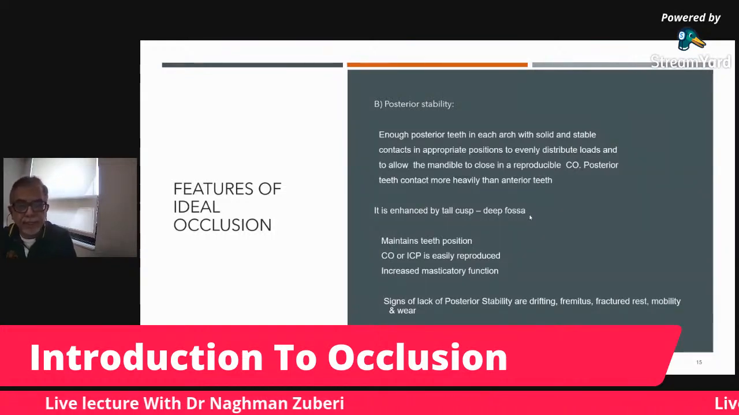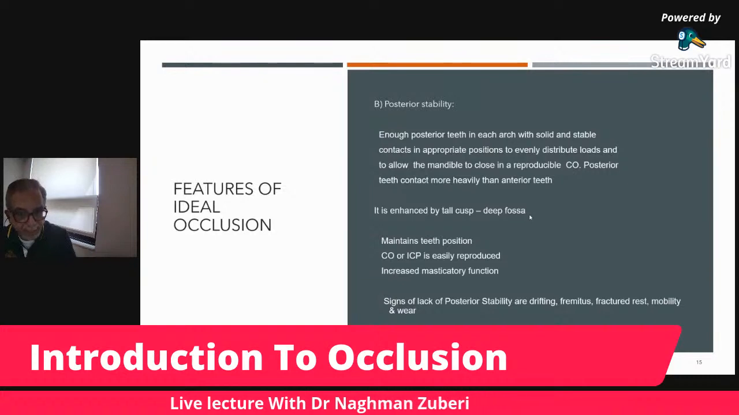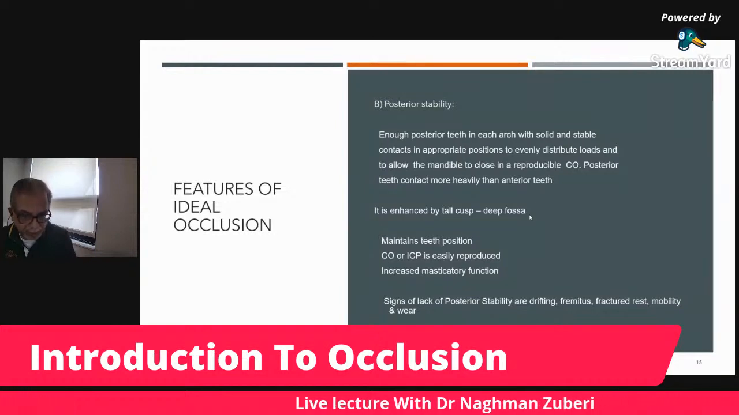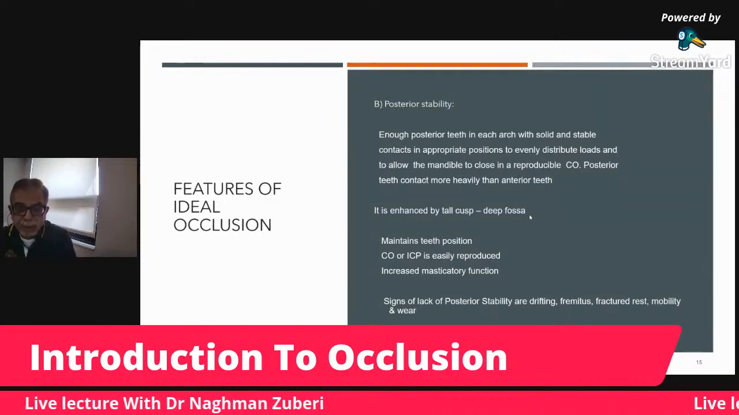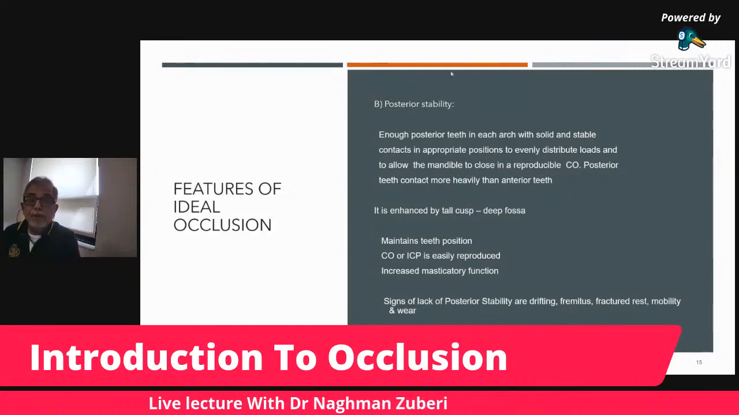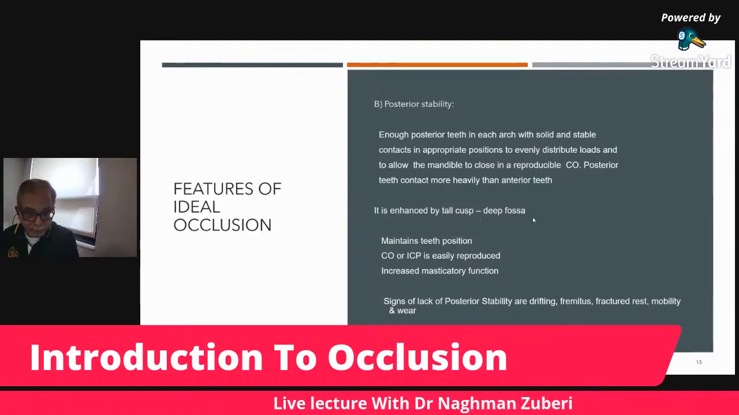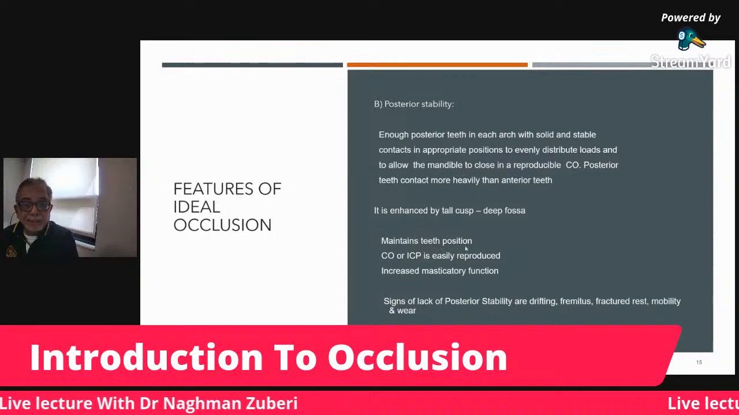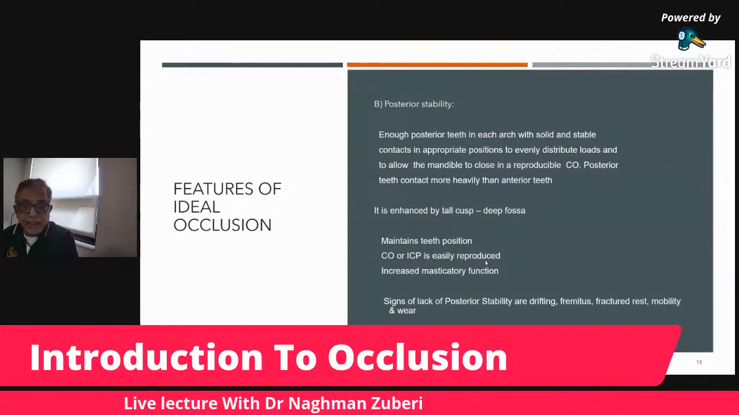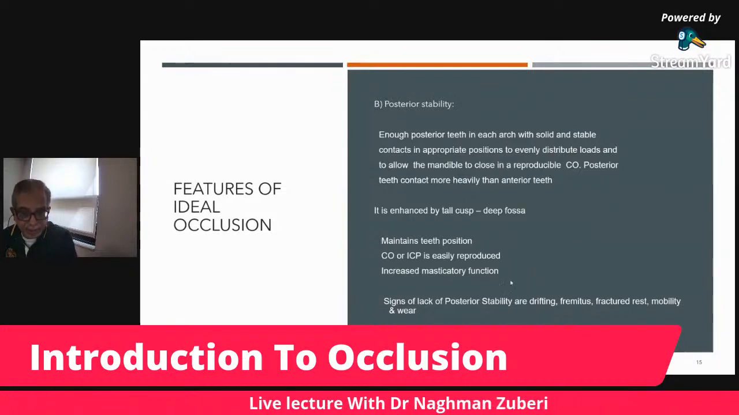You must have noticed in some of your patients that their fossae are shallow and the cusps are shorter in height. In other patients, their cusps are very well accentuated, and you can also see in the same patients the fossae are very deep. So posterior stability is achieved by taller cusps and deeper fossae. It maintains the teeth position, whether it is centric occlusion or the immediate contact position, that is easily reproduced, with increased masticatory functioning with the posterior stability.